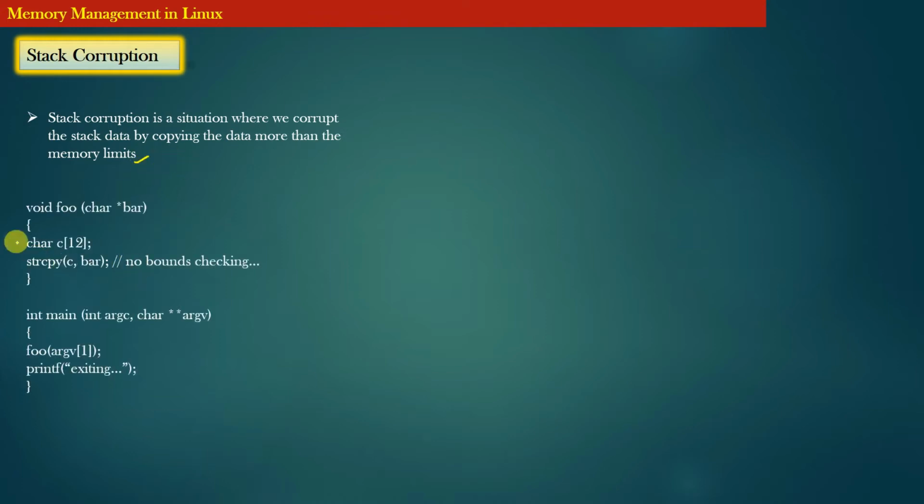Let us suppose that you have a very simple program, and in this program you have a main function which in turn invokes the function foo. The argument that you are passing to this function is the one you pass as a command line argument. In this function we are simply creating an array of size 12 bytes and copying the string which is passed as an argument into this array. That's all.